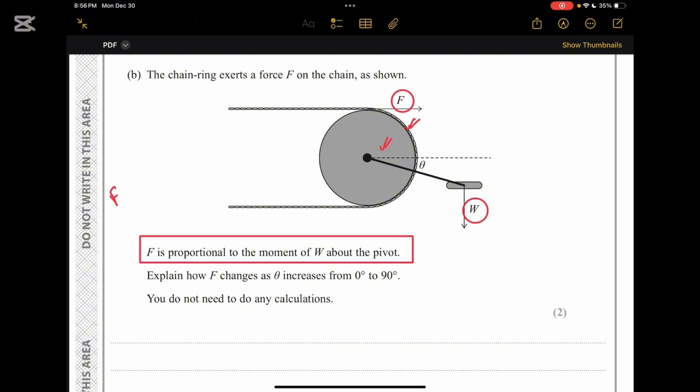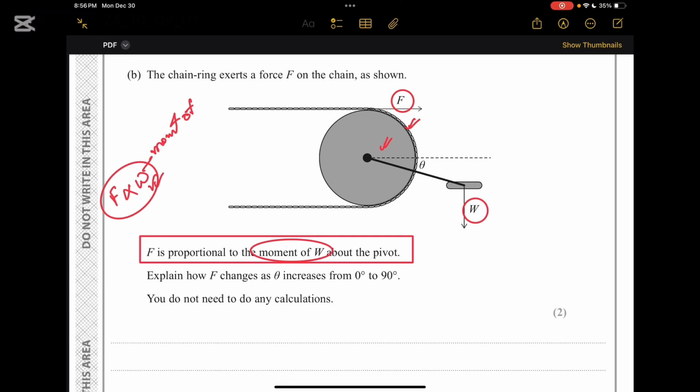We can say force is directly proportional to weight. So when the force increases, the weight increases. When the weight decreases, the force decreases. And this is not only the weight, this is the moment of weight. This is very important. So when the force increases, the moment of weight increases.